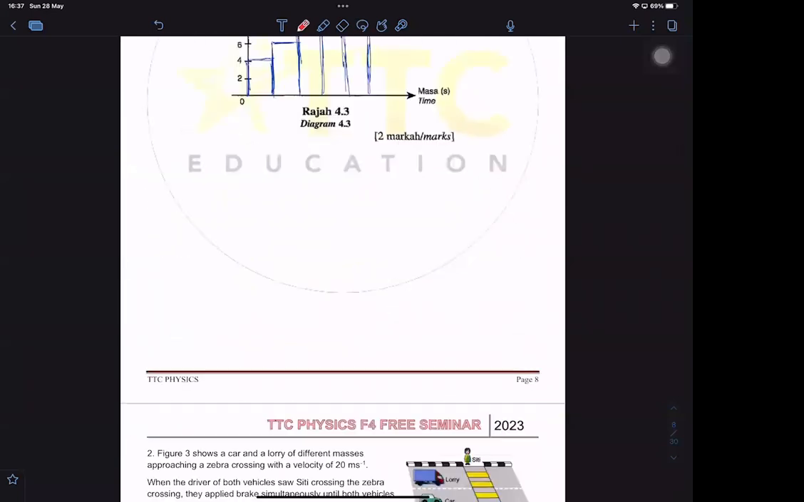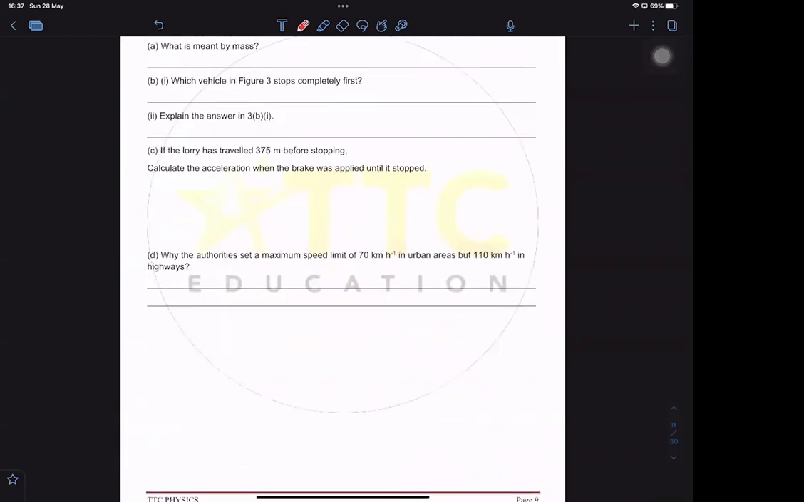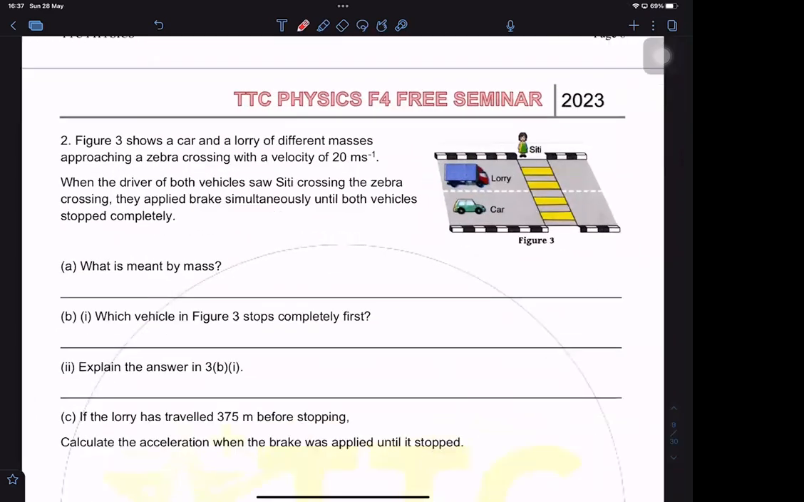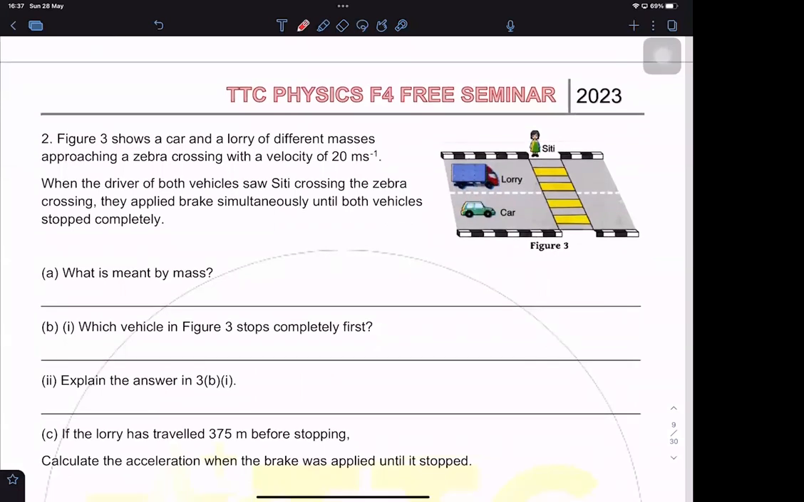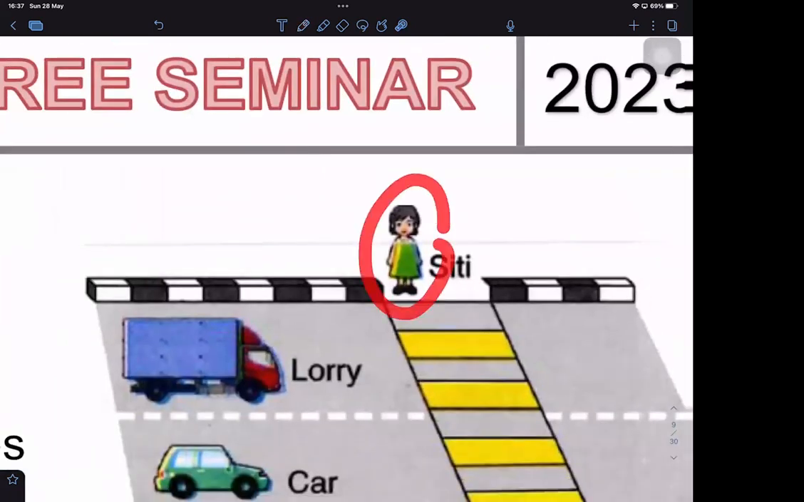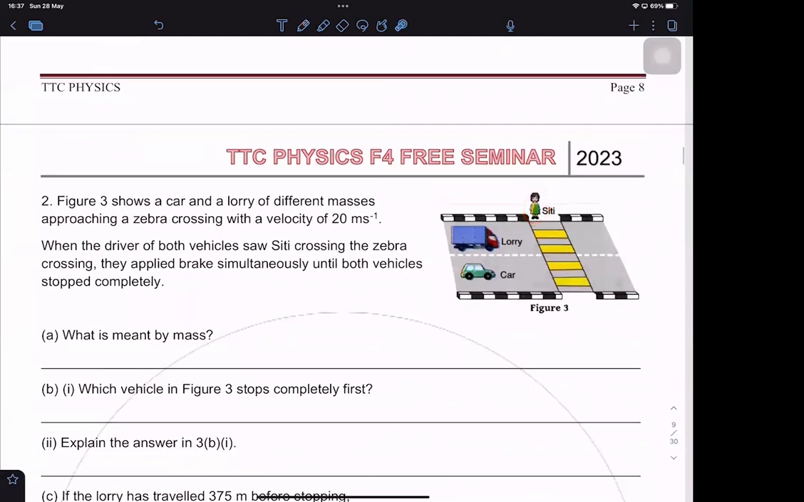Now let's look at the next question, which is a Suvat question. Here we have a car and a lorry of different masses approaching a zebra crossing with velocity of 20 meters per second. Both of them are moving at 20 meters per second together. When the driver of both vehicles saw City crossing the zebra crossing, they applied brake simultaneously, means together, until both vehicles stopped completely.